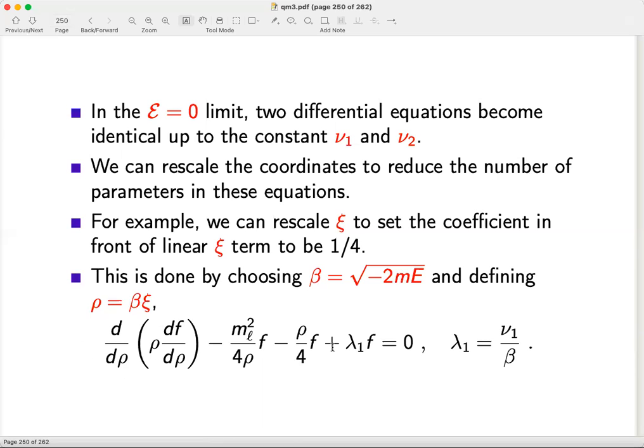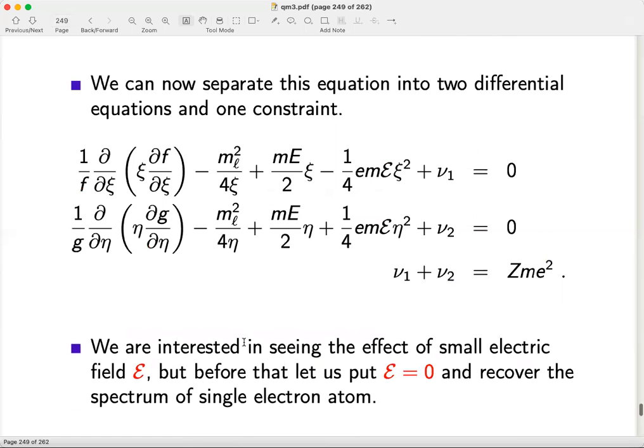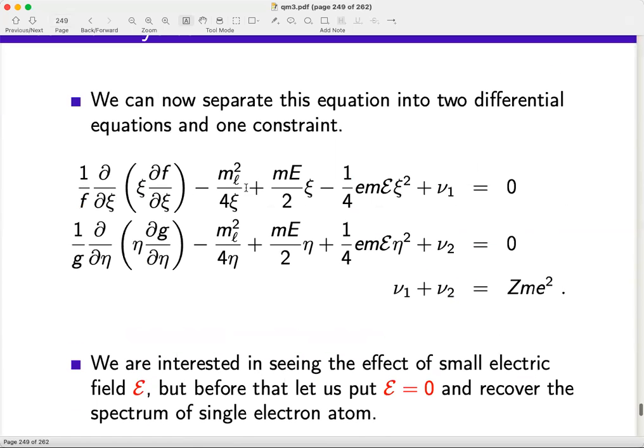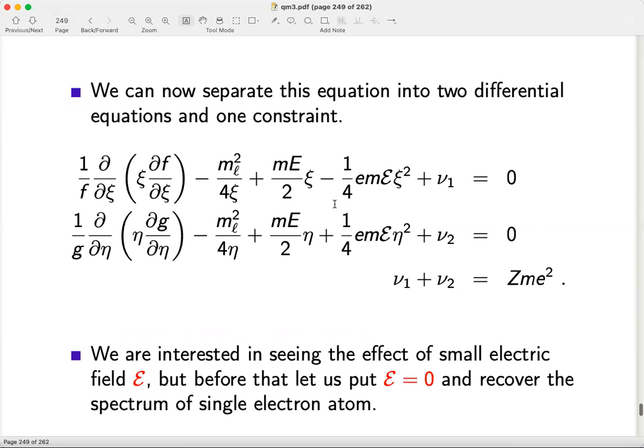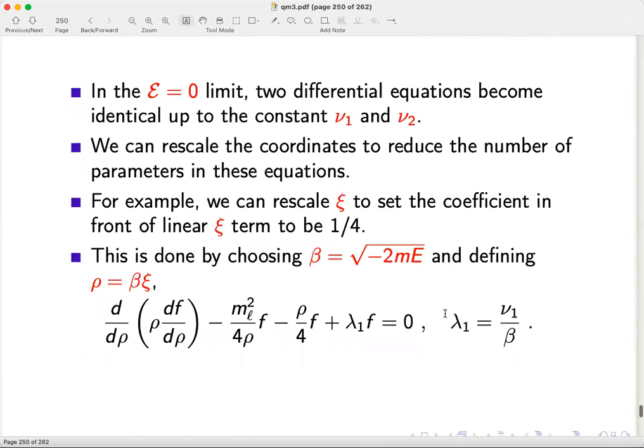Notice one thing: I have multiplied this entire stuff by f. In this form, it was 1 over f times something, but if you multiply the whole thing by f, then there is an f sitting around all these terms. And because there is a beta factor sitting around, the original nu 1 is replaced by lambda 1, which is mu 1 by beta. So this is how this equation is going to look.